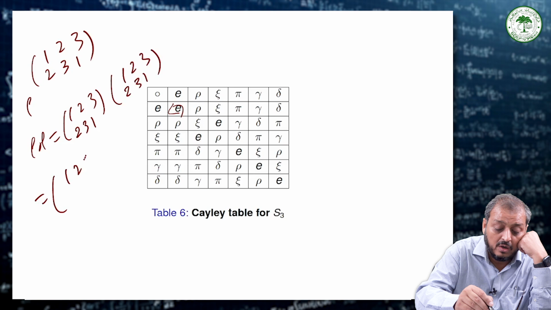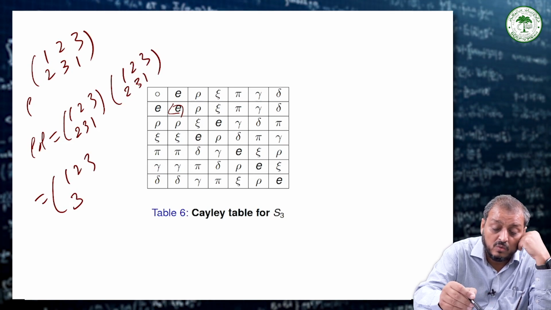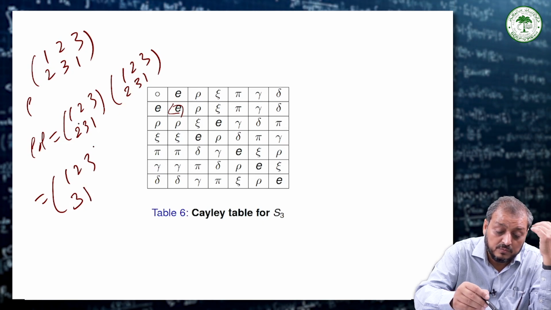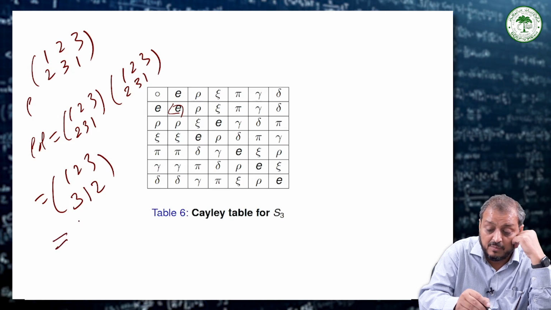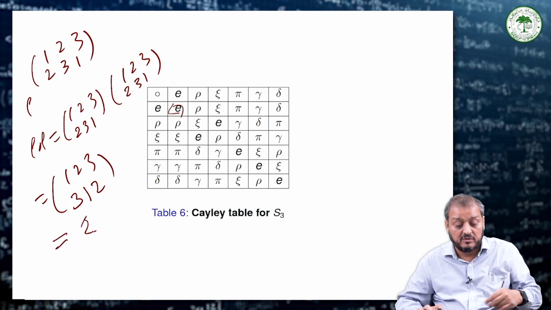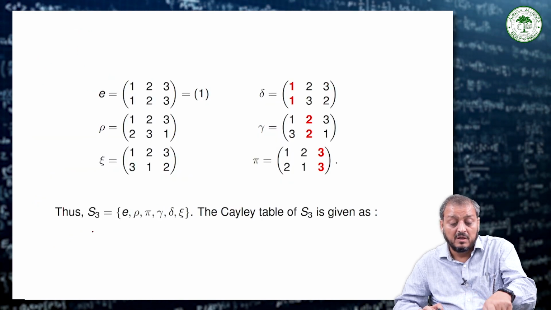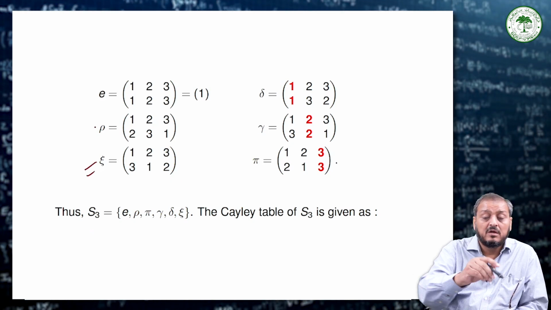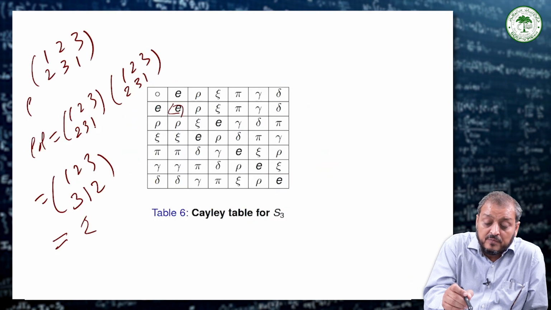Now this is equal to (1 2 3; 1 2 3)... 2 goes to 3, 3 goes to 1, and 1 goes to 2, and you can see this is the same as zeta. You can just see 3 1 2 in the bottom, and this is giving the composition of rho with rho, that is rho square, in this form.